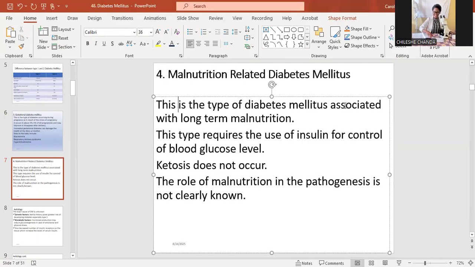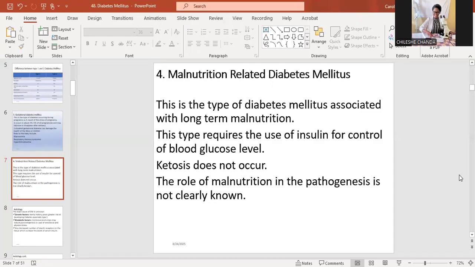The fourth type is known as malnutrition-related diabetes mellitus. This is a type of diabetes mellitus associated with long-term malnutrition. Now, this one, you find that the sugar levels will just remain high in the bloodstream because there is derangement in the metabolism of this food. So this type requires the use of insulin for control of blood glucose levels. The patient will rarely go into ketosis.